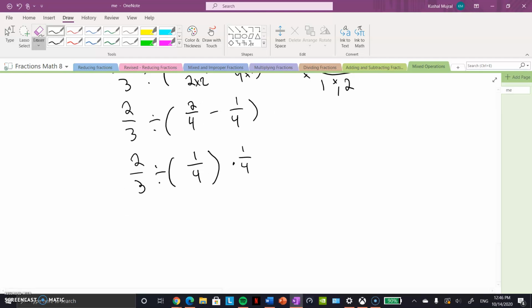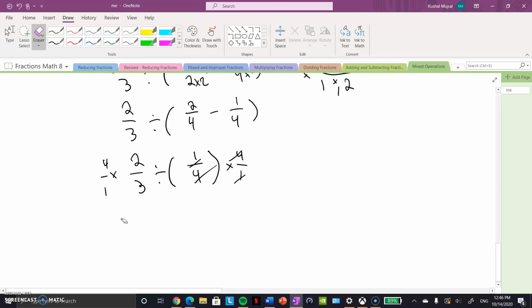And then here we want to multiply by the reciprocal, times 1 over 4. Oh, sorry, not 1 over 4. I'll do both methods for here. You can multiply by 4 over 1 by 4 over 1. This cancels. Then you're left with 8 over 3. Because 4 times 2 is 8, 1 times 3 is 3.